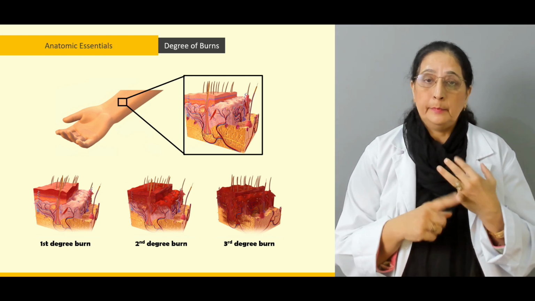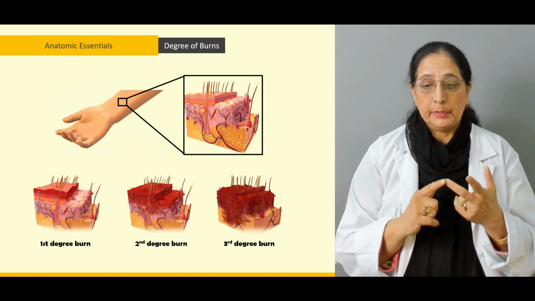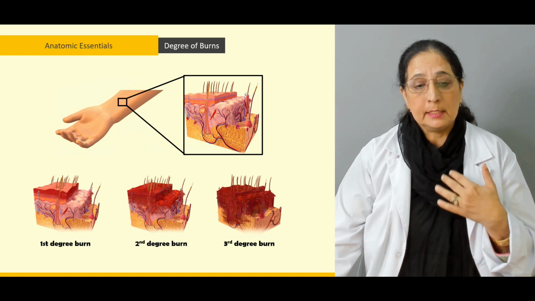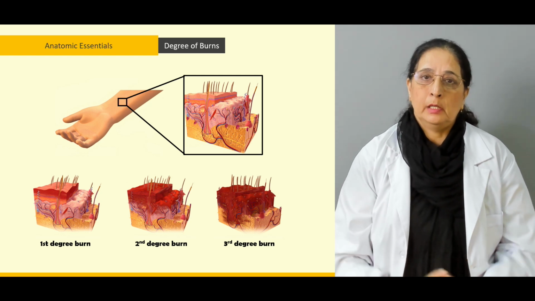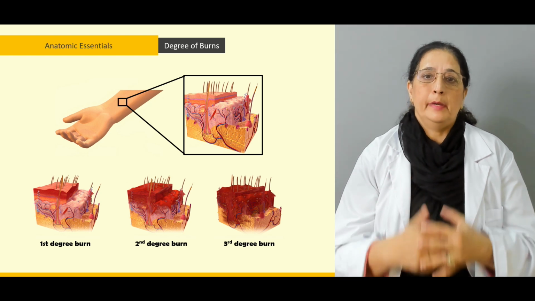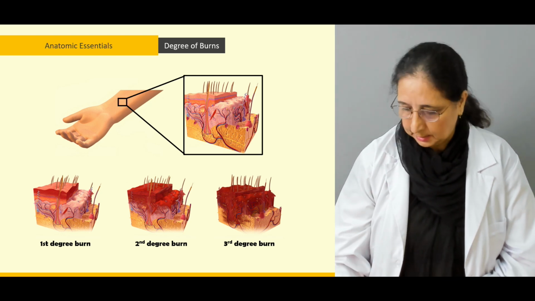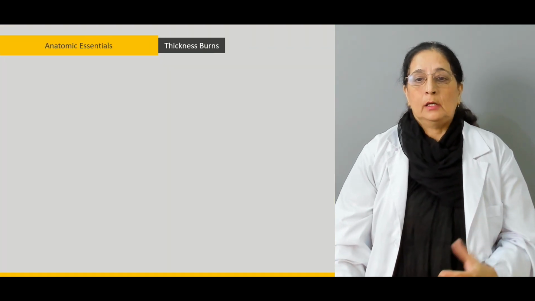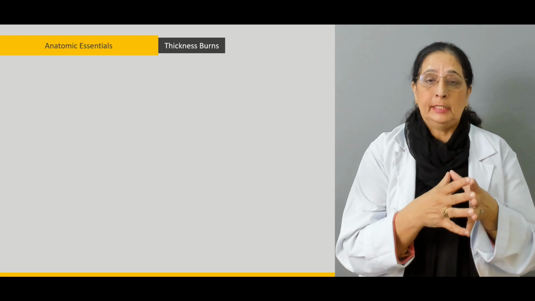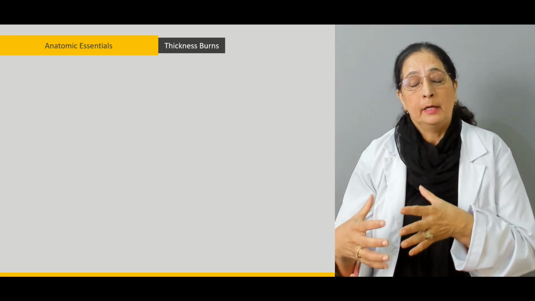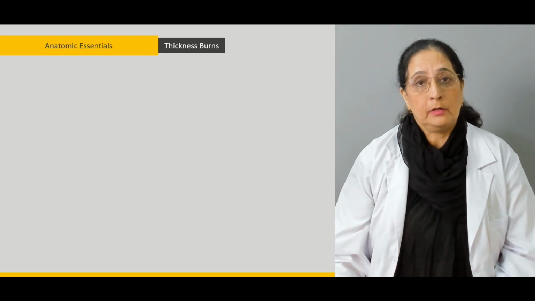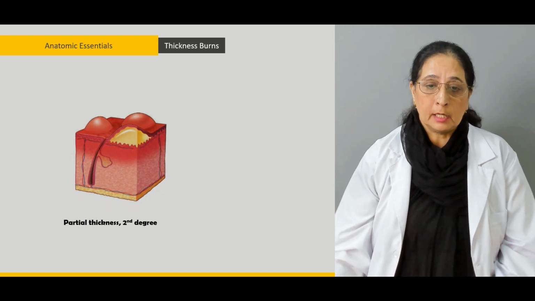So first degree burn, second degree burn, and third degree burn: epidermis, dermis, and subcutaneous. The degree of burns, we now know, is according to the involvement of the 3 layers of the skin. Next, also important, is the thickness of the burn, how thick it is. We have partial thickness burns and full thickness burns.